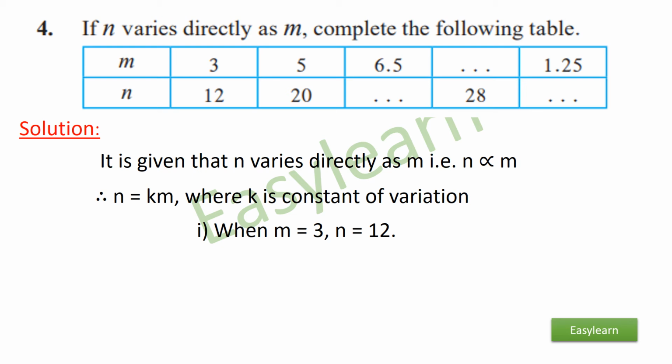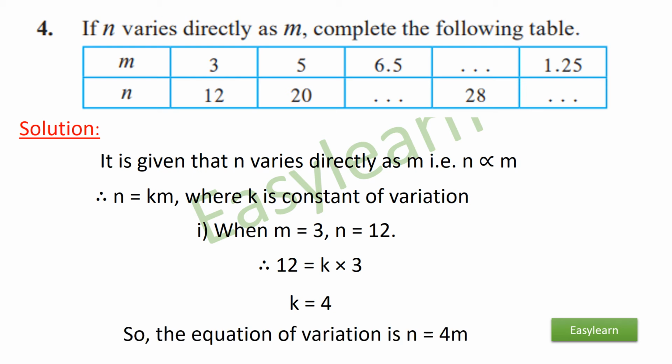Now in the first column m is given as 3, n is given as 12. Let us substitute this. We get 12 is equal to k into 3. So k is equal to 12 upon 3, which is k is equal to 4. So the equation of variation is n is equal to 4m. The second column they have already given m is 5 and n is 20. Now let us solve the remaining 3 columns.